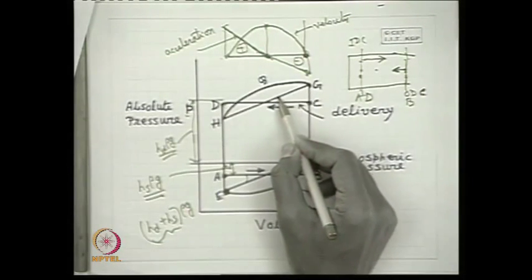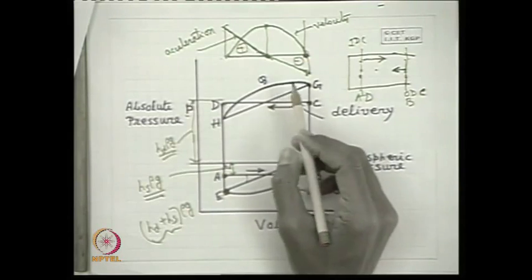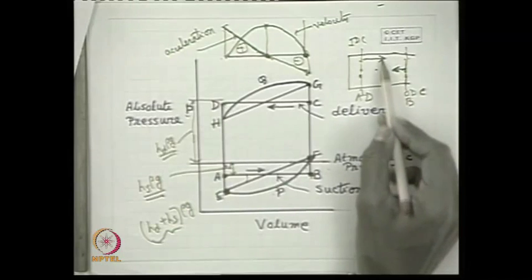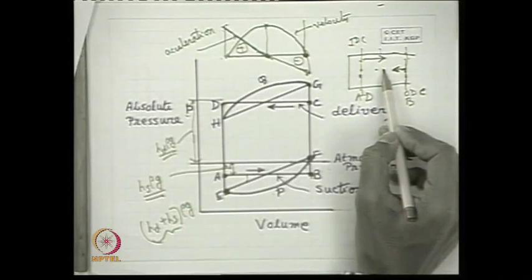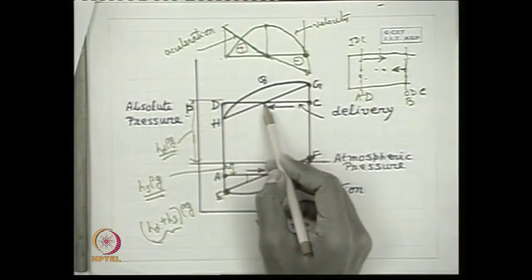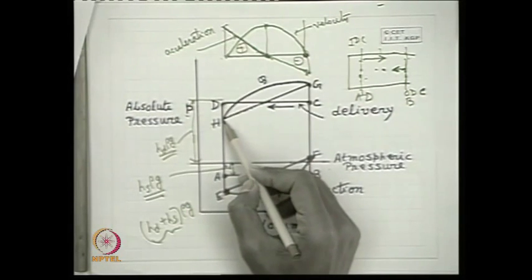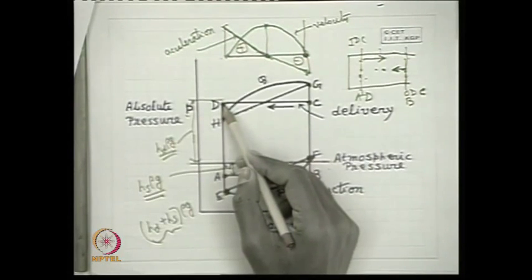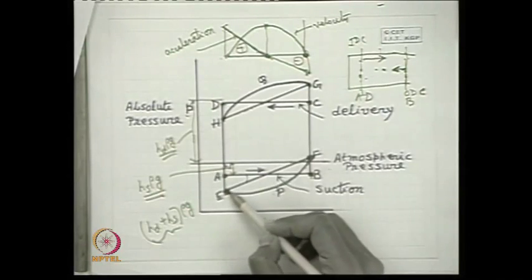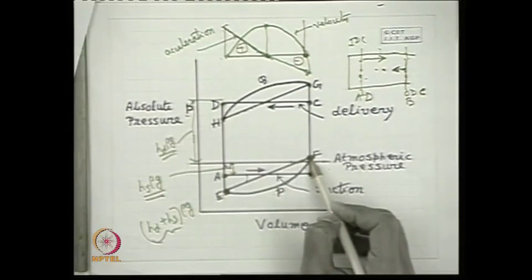Again, this will fall gradually because the acceleration is decreasing. Similarly, in the first part, the acceleration is decreased. That means it comes to zero and then again it is deceleration. That means the final point will be shifted like that. That means the pressure within the cylinder will be lower than that of the ideal point. This is because of the deceleration of the liquid, in a similar way as it was done in case of suction.